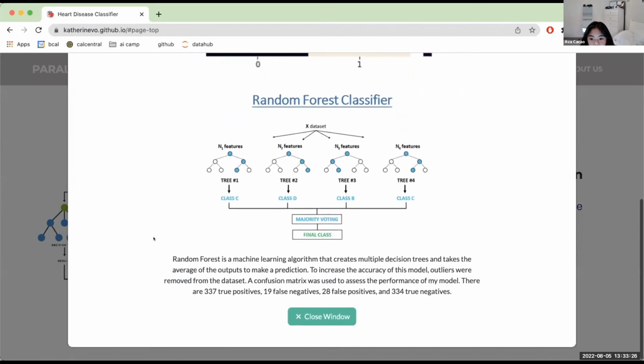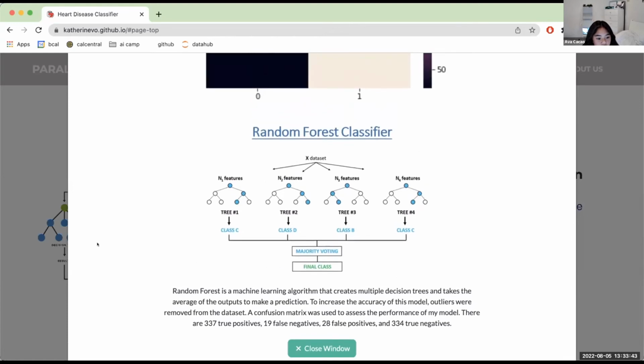Random forest is a machine learning model that produces a high accuracy score for our dataset. It creates multiple decision trees and it takes the average output of each tree to make the final prediction. This model has a 93% accuracy score, and a confusion matrix was used to test its performance.